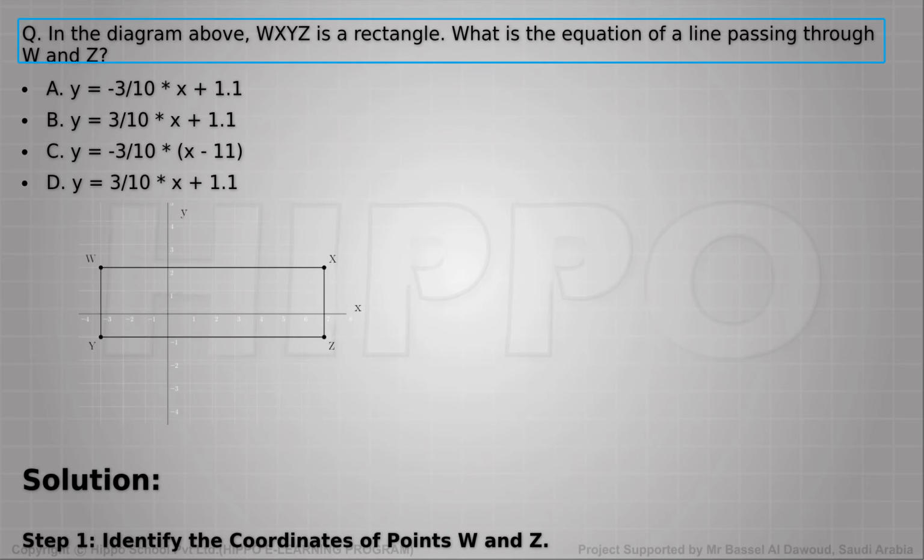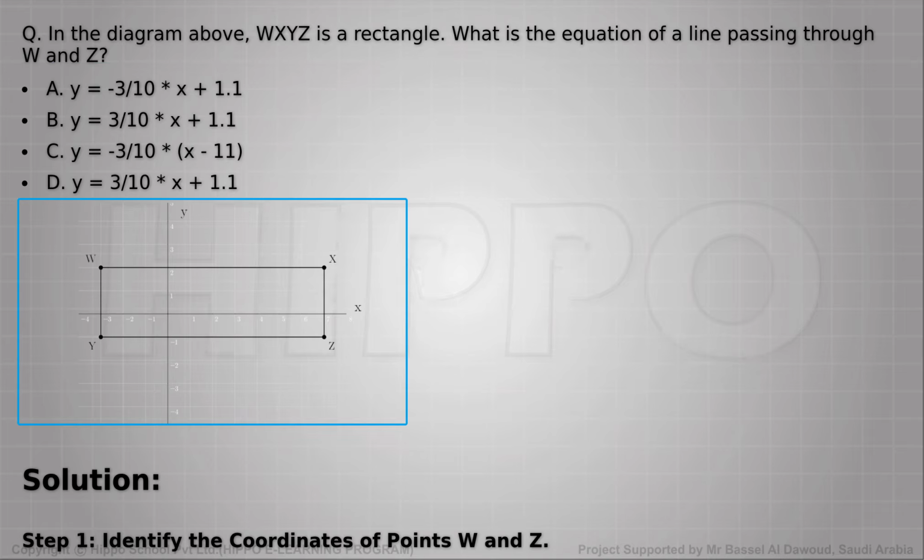Hello and welcome. In this problem, we're given a diagram with a rectangle WXYZ on a coordinate plane. The question asks for the equation of a line that passes through two of its vertices, W and Z. To solve this, we'll need to find the coordinates of these points, calculate the slope of the line connecting them, and then determine the full equation.